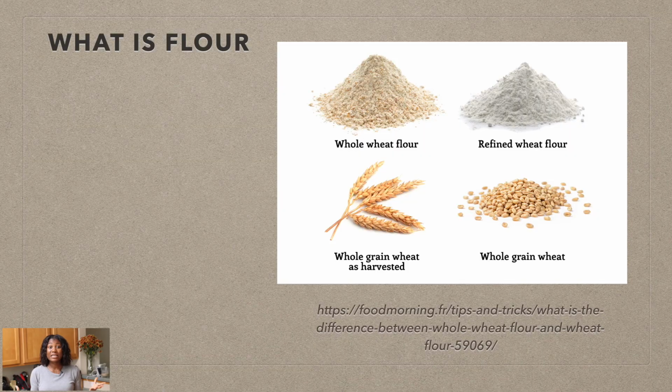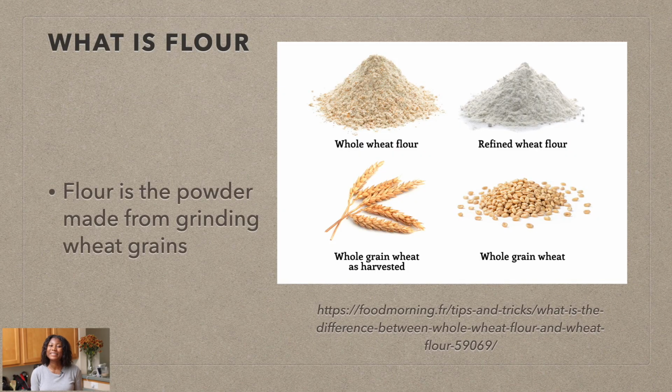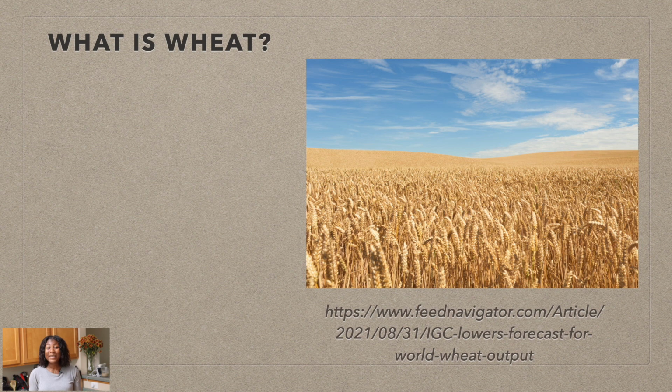So the first thing is, what is flour? Flour is basically the powder formed when grain from wheat is milled. And wheat is a type of grass that is grown just for the consumption of its grains, which we mill or grind into powder to form flour.